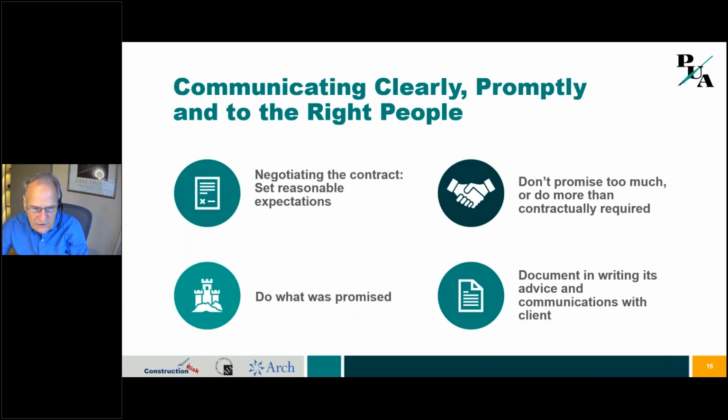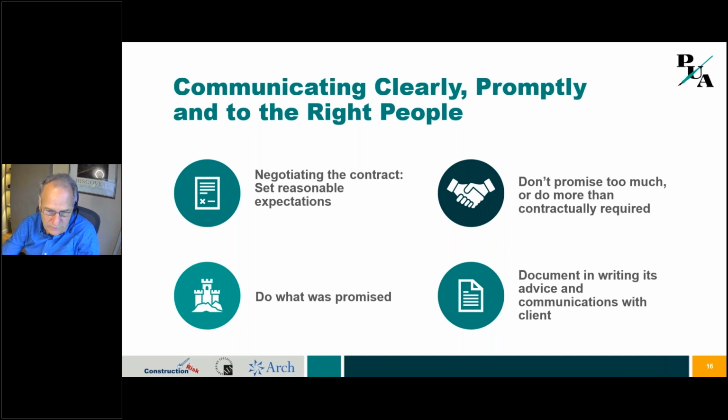Okay, communicate and document. Communicating clearly, promptly to the right people. So we've talked about negotiating the contract, and then we said don't promise too much or do more than contractually required. And that was the point I made with the engineers, that sometimes do things without getting paid, or they go beyond what the contract called for. And you know, in this business, it's like no good deed goes unpunished sometimes. So you do something, and that creates a problem.